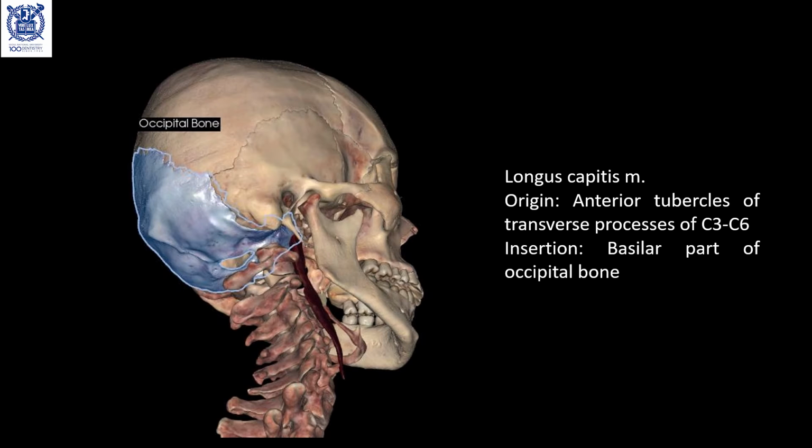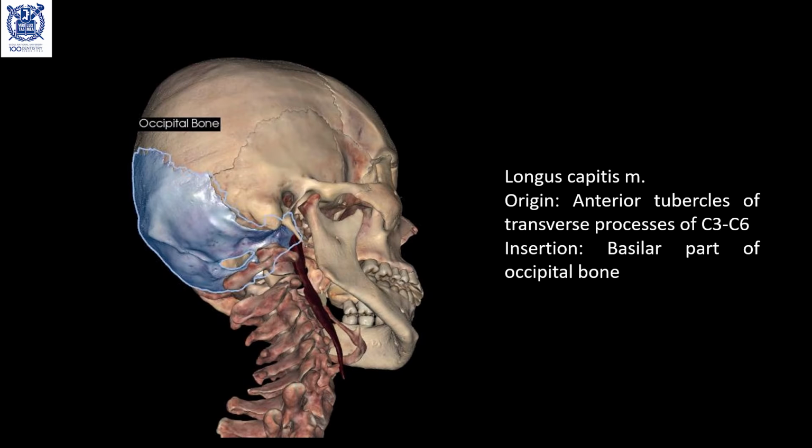Longus capitis muscle. This muscle is broad and thick above and narrow below. It arises by four tendinous slips from the anterior tubercles of the transverse processes of the third, fourth, fifth, and sixth cervical vertebrae, and ascends, converging towards its fellow of the opposite side, to be inserted into the inferior surface of the basilar part of the occipital bone.